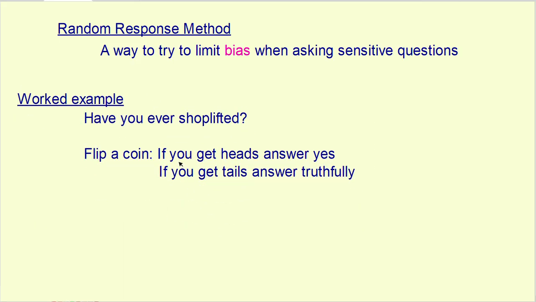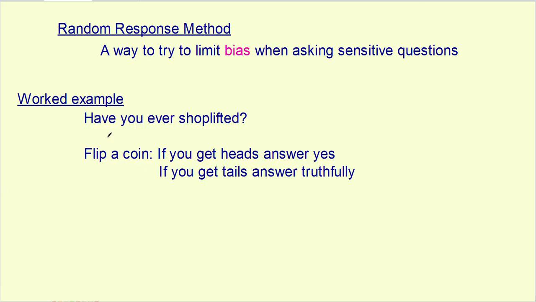So, for example, this question: have you ever shoplifted? You're going to flip a coin. If you get heads, you have to say yes. If you get tails, you answer truthfully. So just imagine this situation. You want to answer this correctly: have you ever shoplifted? But you don't want to embarrass yourself by saying, yes, I've shoplifted, because then you're telling someone that you've shoplifted, and some people may not feel comfortable doing that.